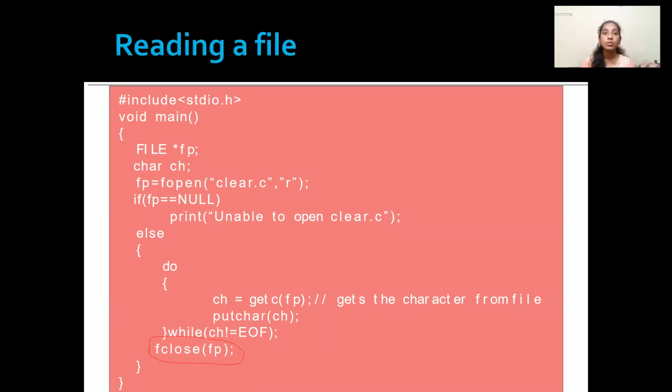So let's see the use of fclose. In this program, same as before, we declare the file pointer, open it in read mode, and print the characters in the file to the output, and then we are closing. At the last step, we close the file as fclose of fp.